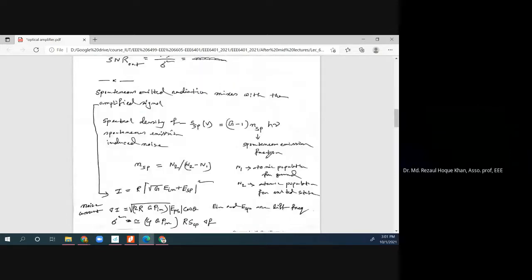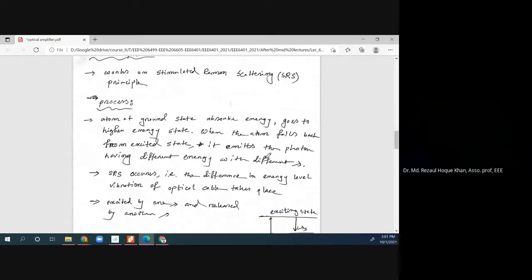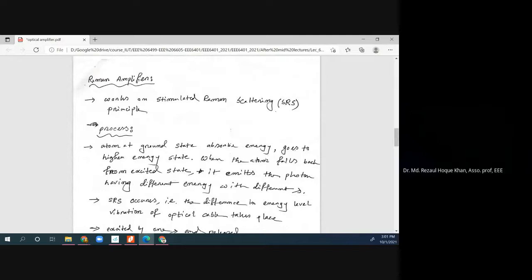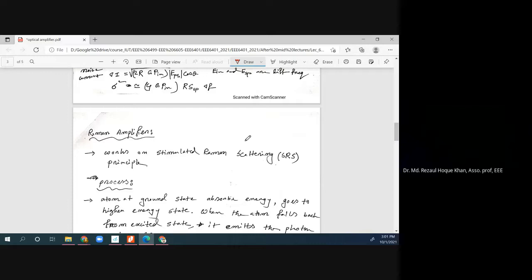Okay, now the type of amplifier: the Raman amplifier. The first class is the Raman amplifier. So the Raman amplifier works on the principle of optical non-linearity.